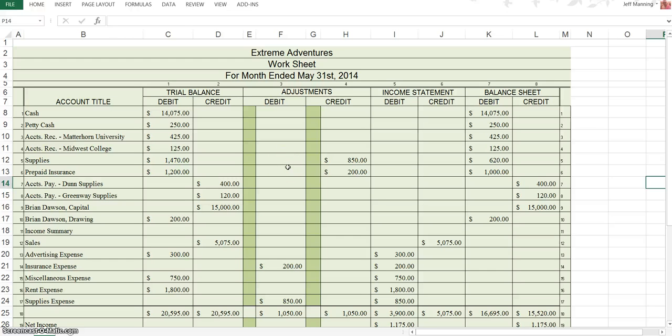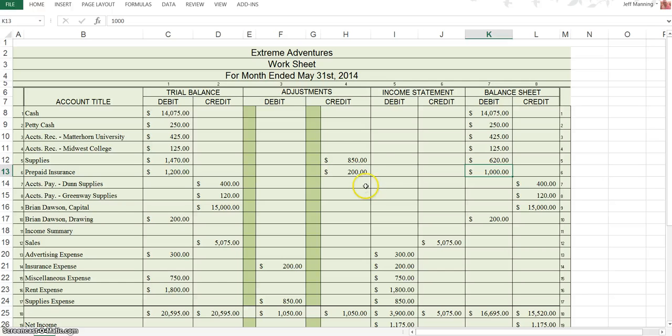Okay, so you can see that I have brought up the month of May worksheet, and you should have already done this. This was step 3 in the accounting cycle. We had 2 adjustments that we made. We made an adjustment to our supplies account, and we also made an adjustment to our prepaid insurance account. The reason we did that is because we used supplies and insurance as the month went on, and this balance over here was no longer accurate. So we had to make an adjustment to show that we only have $620 worth of supplies left, and we only have $1,000 worth of prepaid insurance left.